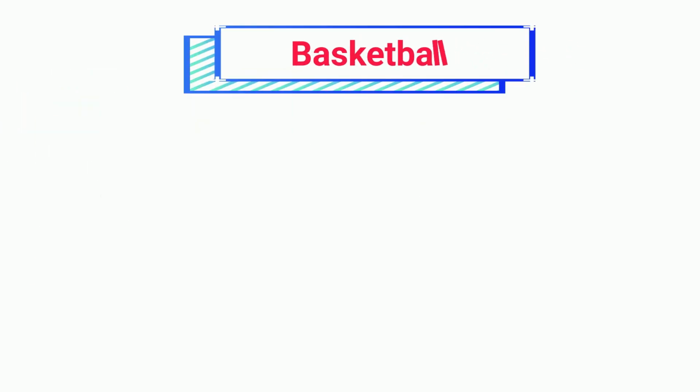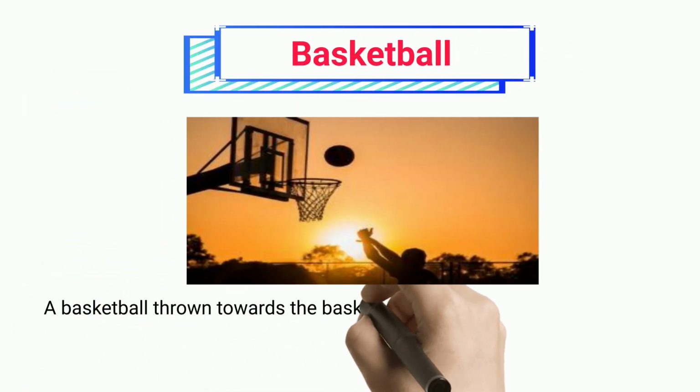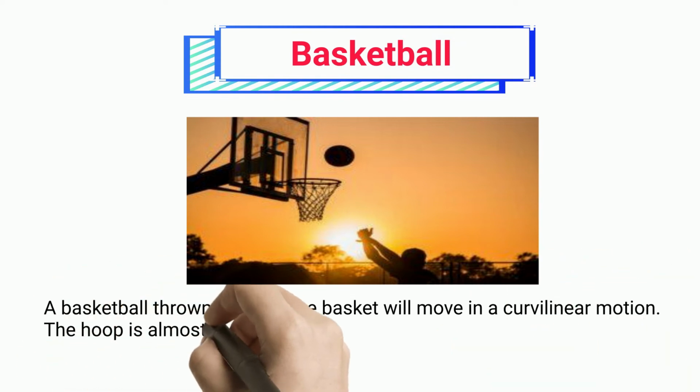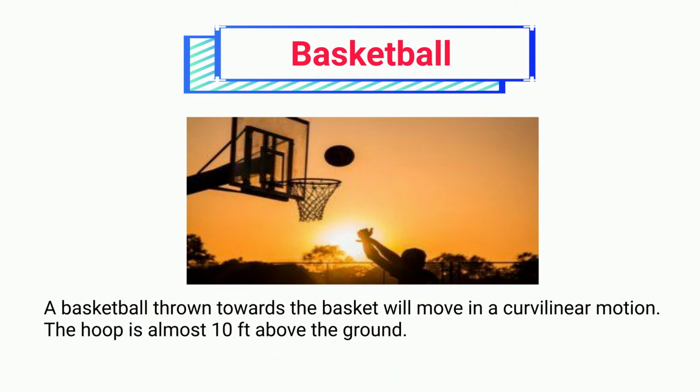Basketball. A basketball thrown towards the basket will move in a curvilinear motion. The hoop is almost 10 feet above the ground.